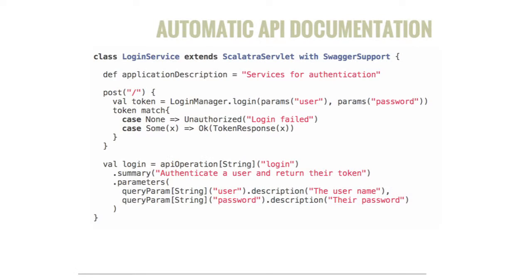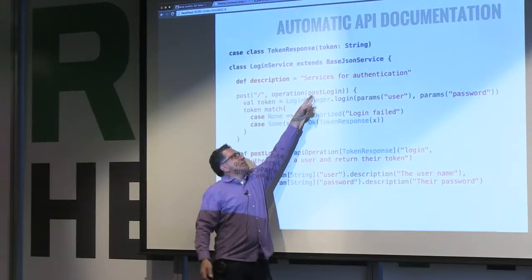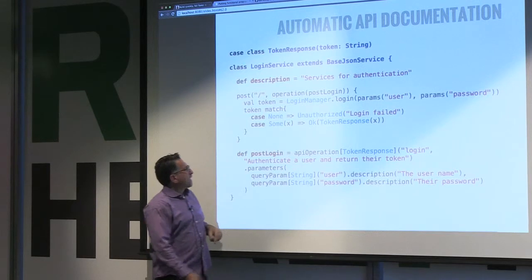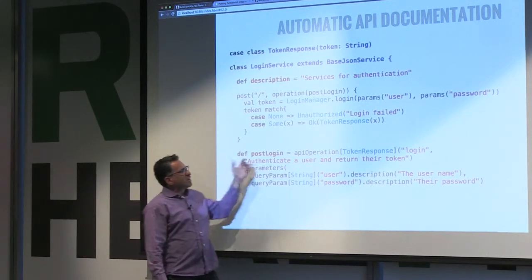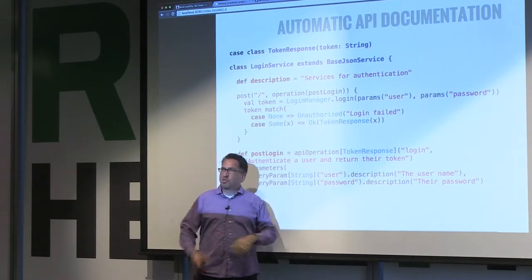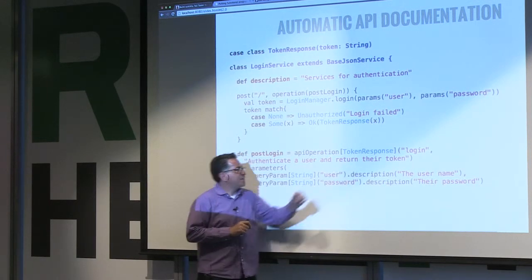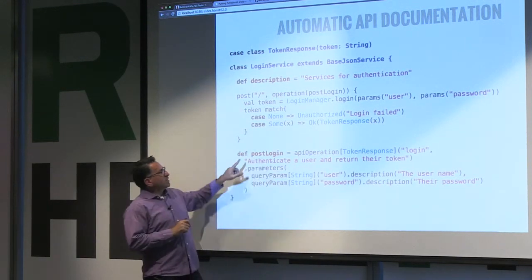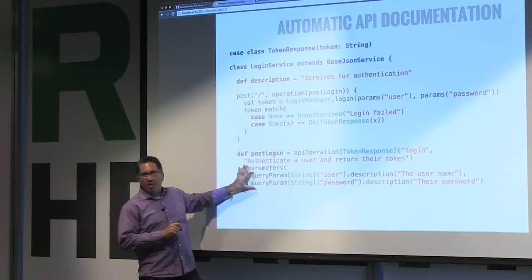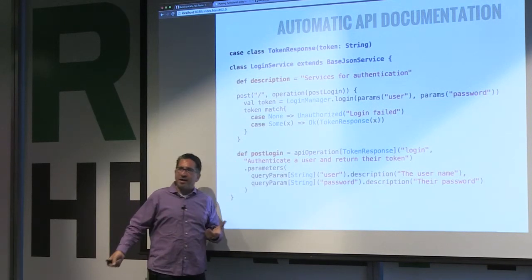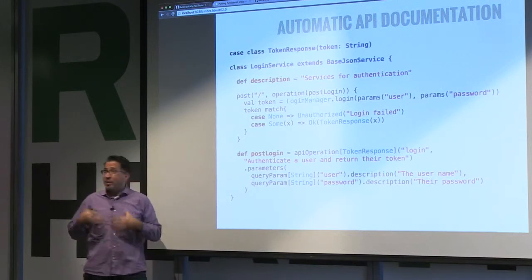So here's our authentication item again. The only thing we have to do to get this into Swagger is we have to say, hey, by the way, this is a Swagger operation. And when people want to look at it, I'll say, oh, well, this returns a token response, so make sure to take this case class and turn it into documentation. And here's the name of it, and here's the description, and here are the 2 parameters. And Swagger will take that, and it'll build out all the documentation, it'll build out a form.